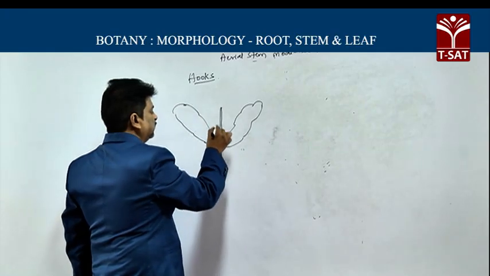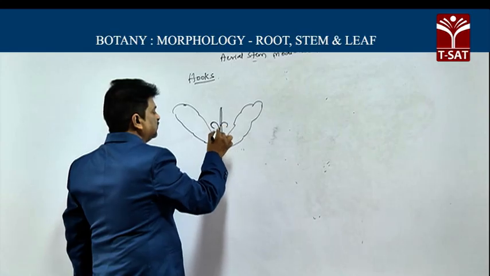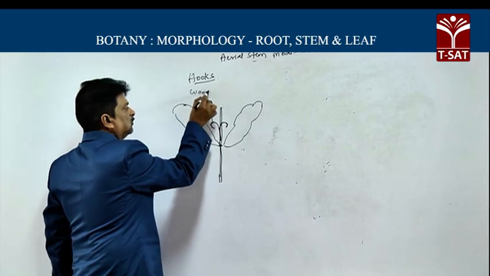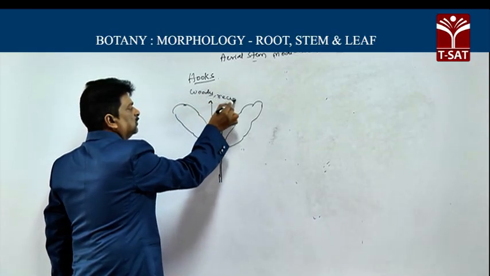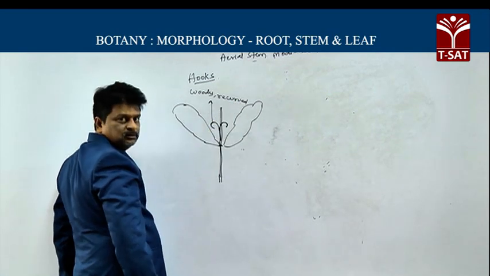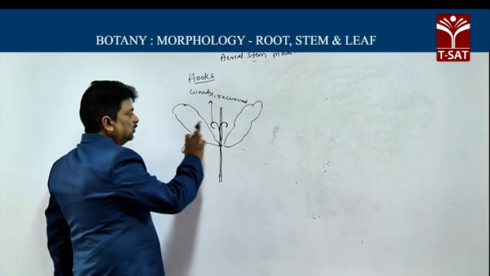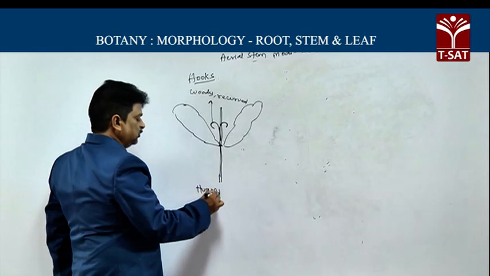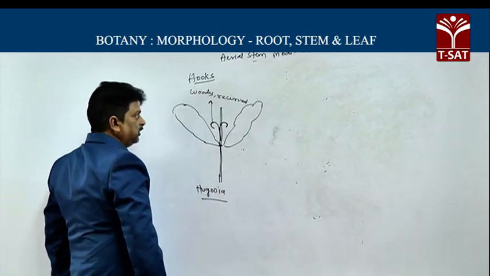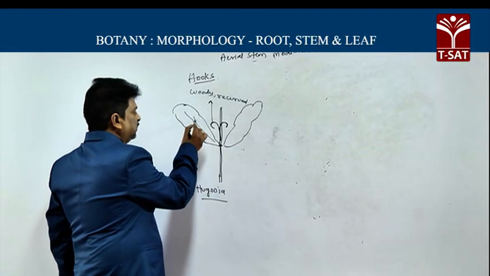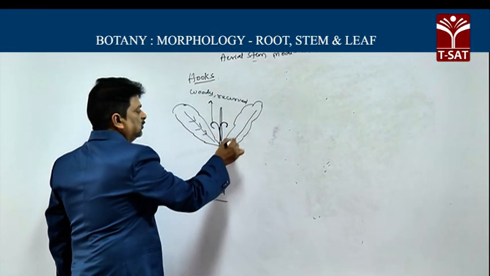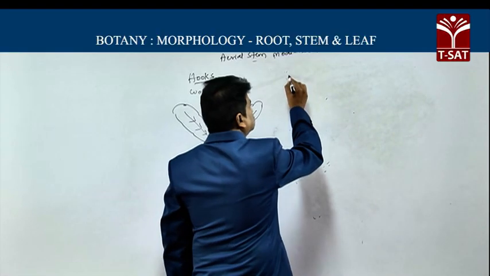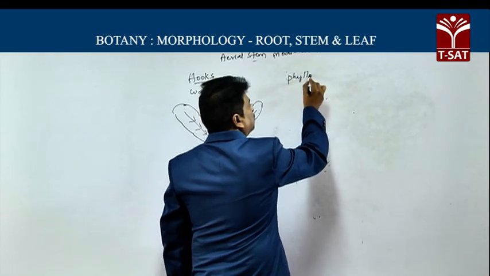Hooks are woody and recurved structures, useful only in climbing. Example for hooks: Hugonia, where the axillary bud is modified into hooks. And the next modification is very important, it is phylloclade.